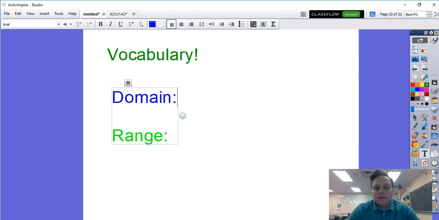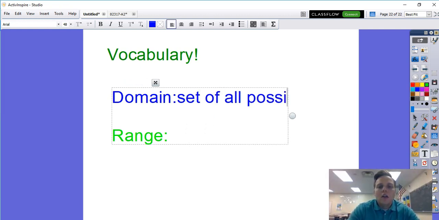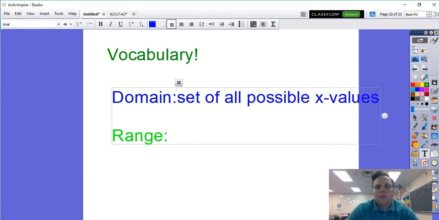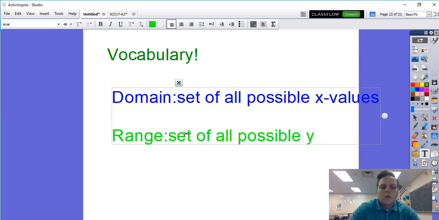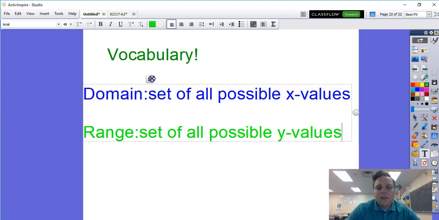So domain, it is the set of all possible x values, okay? And range is the set of all possible y values. Okay, so first off, that is necessary information. I would write that down.